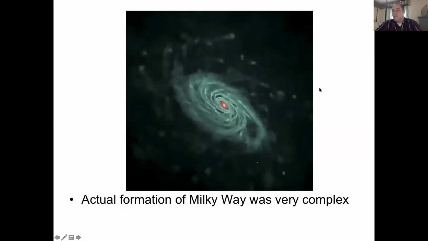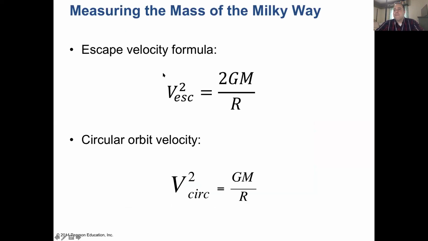So let's remember some formulas that we've used in the not so distant past. Here's the escape velocity formula. Remember, this is how fast you have to be moving to leave an object and never come back. This is the escape velocity. The escape velocity squared is 2 times G, which are constants, the mass of the object you're trying to escape from, and how far you are from the center of that object.